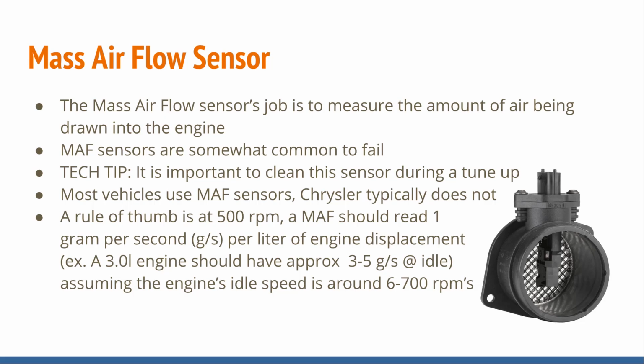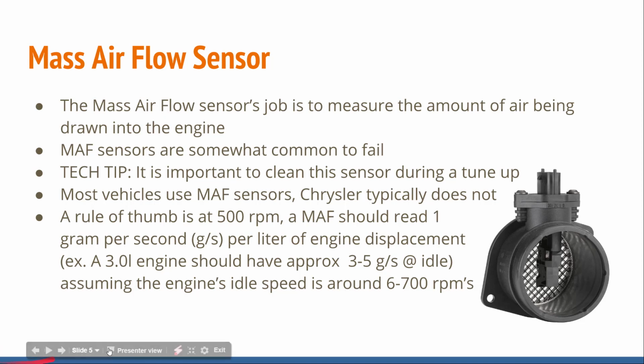I'm going to talk about grams per second here. GS is grams per second. That's what the computer calculates as the output. Remember, voltage in, voltage out. The output that goes to the computer, it calculates as grams per second. As a rule of thumb, at 500 RPMs, a mass airflow sensor should read 1 gram per second per liter of engine displacement. I'm going to say that again: at 500 RPMs, we should be getting 1 gram per second per liter of engine displacement.